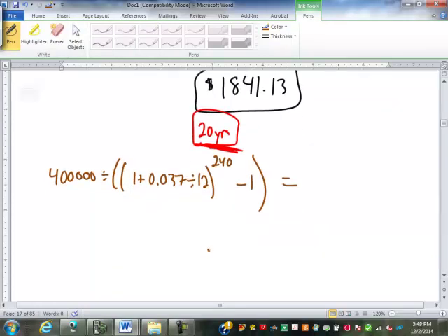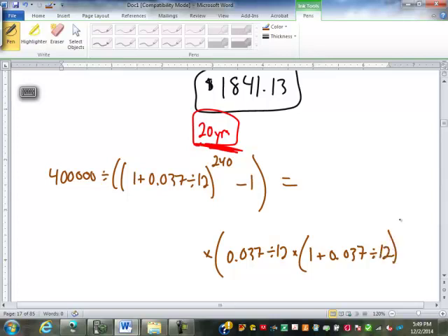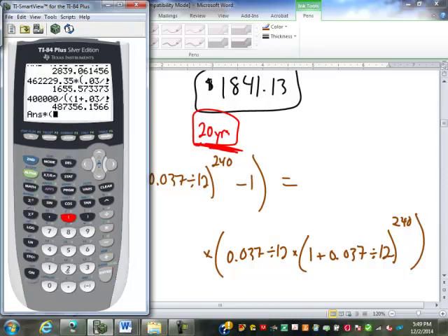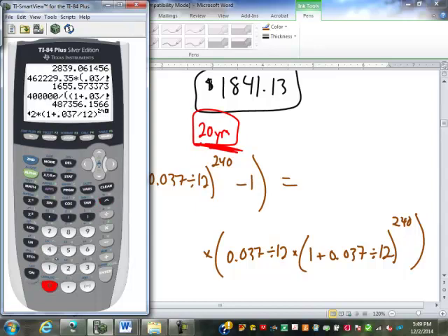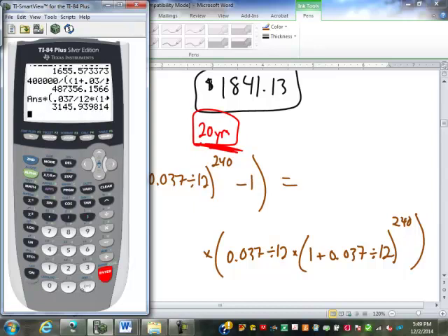Now from that number, we're going to do times parentheses, 0.037 divided by 12 times, parentheses, 1 plus 0.037 divided by 12, close parentheses, power 240, close parentheses, and equals. So if you only live 20 years, you can get $3,145.94.